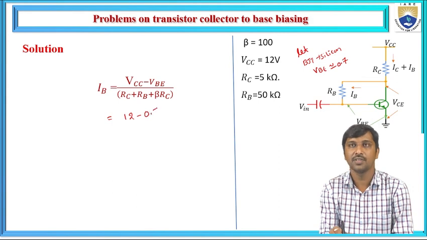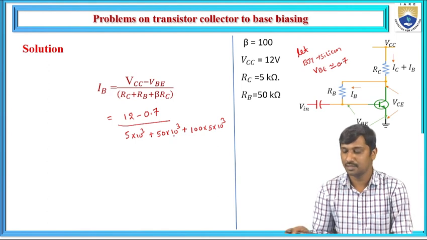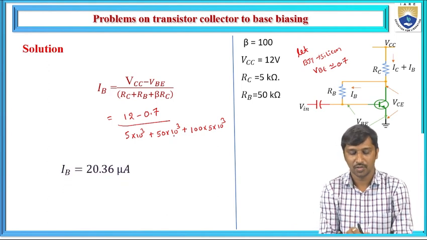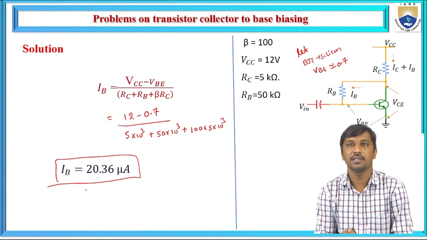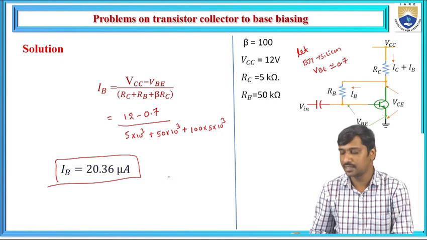So VBE is 0.7, divided by RC, 5 kilo ohms, 5 into 10 power 3, RB is 50 kilo ohms, 50 into 10 power 3, plus beta is 100 and RC is 5 kilo ohms. Just substitute the specifications, then solve this ratio. Now IB is equal to 20.36 microamperes. By using this base current, we need to find the quiescent collector current IC.